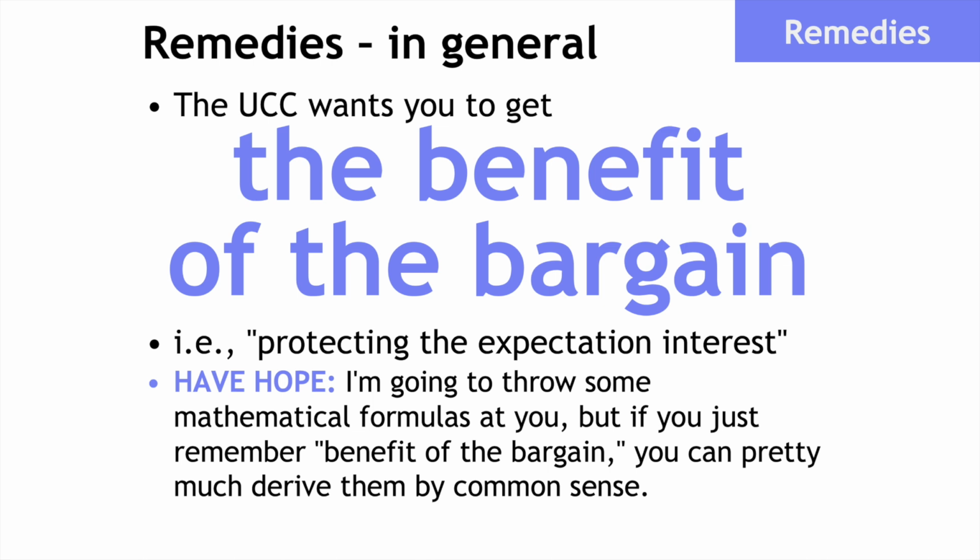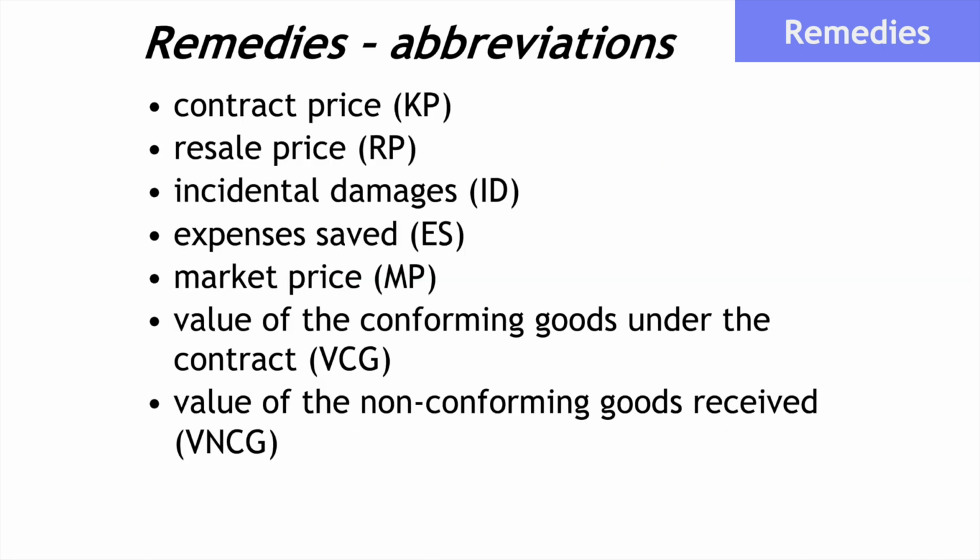So have some hope. I'm going to throw some math equations at you with some symbols. But if you just remember benefit of the bargain, you can derive all these little equations. You can figure it out on the back of an envelope, because it's really all just different ways of thinking, how can we get the aggrieved party the benefit of the bargain? If you're looking at the slides, I have a bunch of abbreviations for these things, and I'm putting those in the slide for you to refer to.